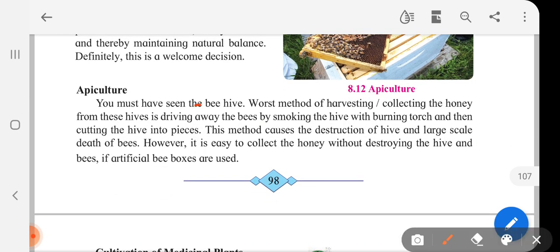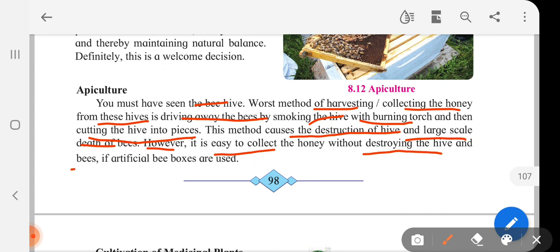Apiculture. You must have seen the beehive. The worst method of harvesting honey from this hive is driving away the bees by smoking the hive with a burning torch and then cutting the hive into pieces. This method caused the destruction of the hive and large scale death of bees. However, it is easy to collect the honey without destroying the hive and the bees if artificial bee boxes are used.